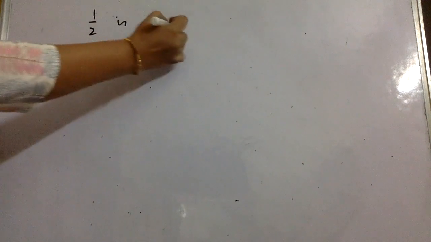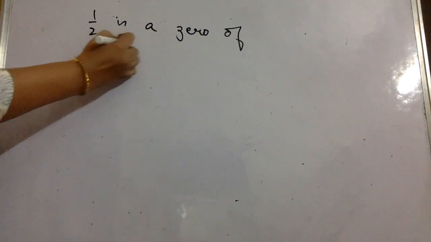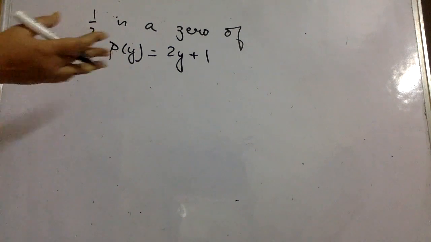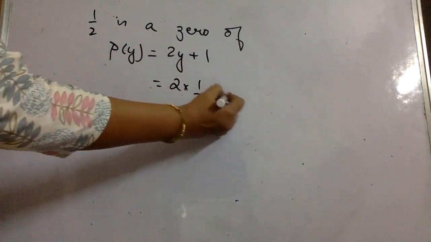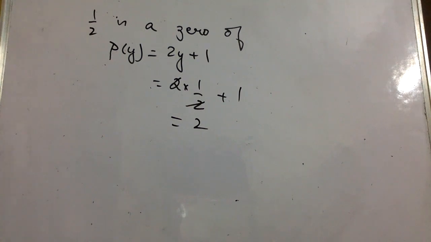Another question: half is a 0 of which polynomial? It is p(y) is equal to 2y plus 1. So now we'll have to verify this. If I put 2 into half, because they have given us half, so in place of y I'll put a half, plus 1. Is it coming to a 0? Definitely not. So half is not a 0 of this polynomial.